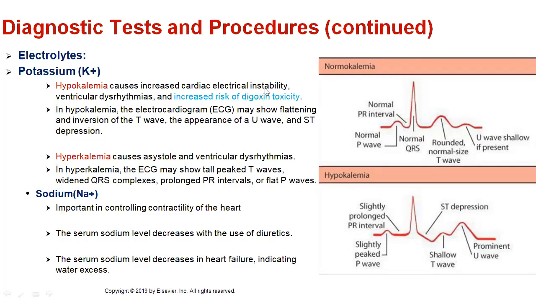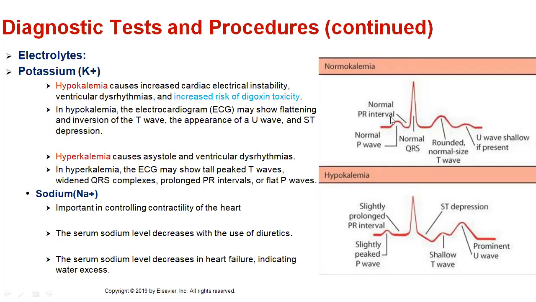Digoxin is a drug we use for heart failure. So if the potassium is imbalanced, the chance of digoxin toxicity increases. So if the patient has hypokalemia, the electrocardiogram, EKG or ECG, may show a flattened T wave, appearance of the U wave, and ST segment depression.